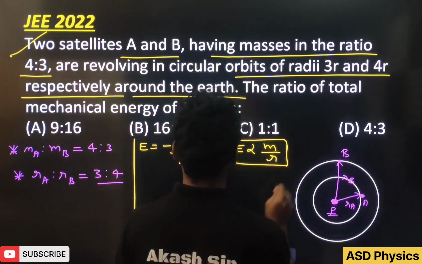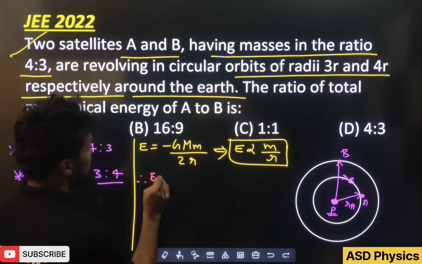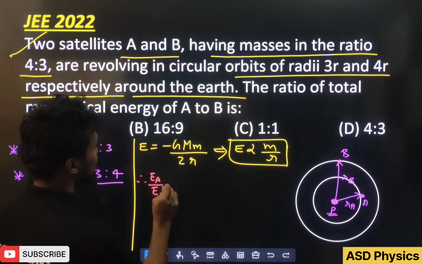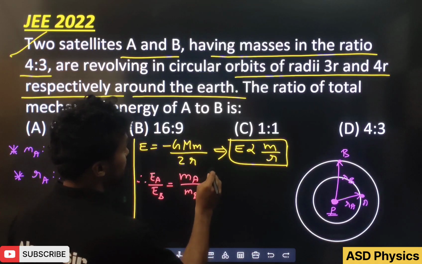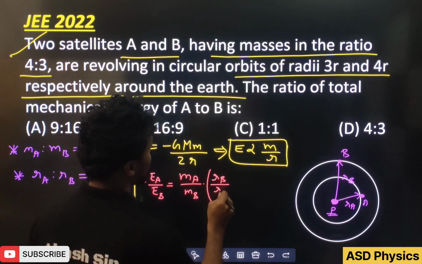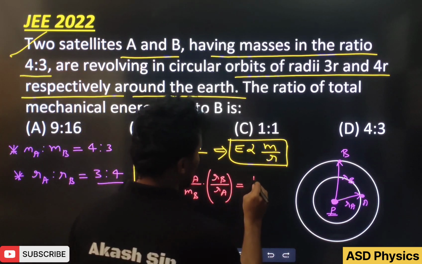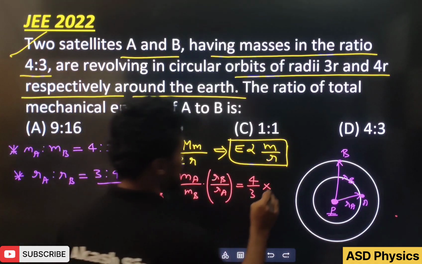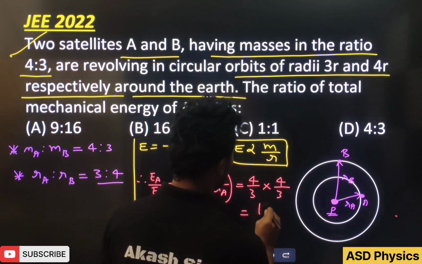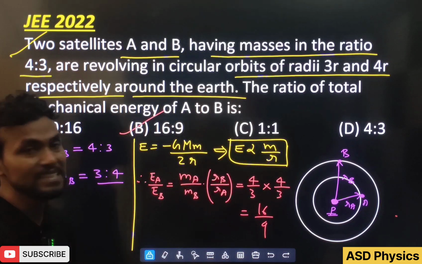Okay. Now after that, students, they are asking from where to where? A to B. Hence EA by EB equals, very easy now, MA by MB into, inversely proportional, RB by RA. MA by MB from here is 4/3, into RB by RA, just reversed, which is 4/3. Simplify this, how much is coming here? 16/9. Which option is correct, students? Just see the options very well. The correct answer is option B.